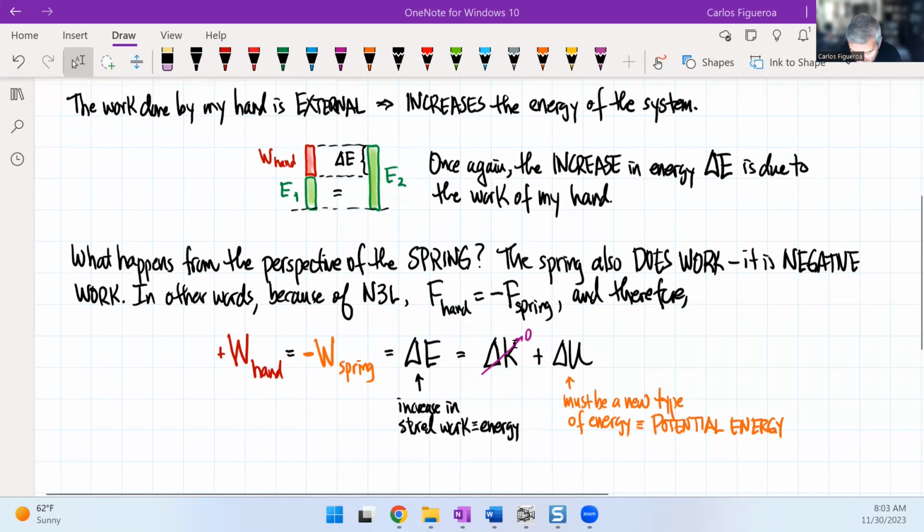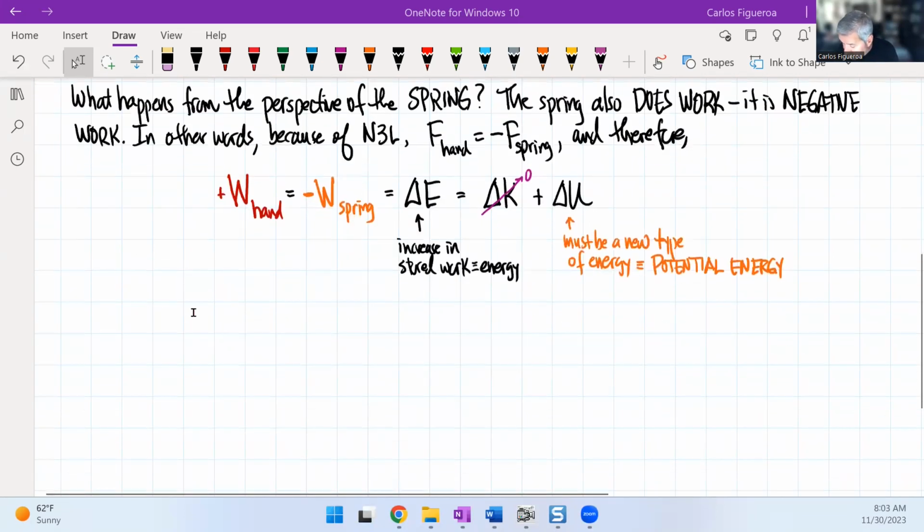One of the things that we said last time is that it couldn't be kinetic energy. Why? Because the block starts at rest and it ends at rest. So the change in kinetic energy is zero. So there must be a new type of energy, and this is what we call potential energy. And so when we look at potential energy, we can write a couple of things.